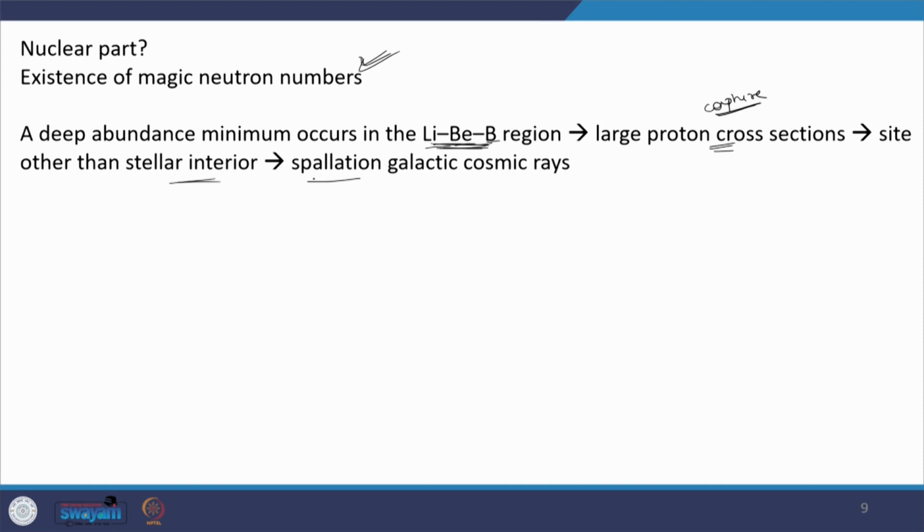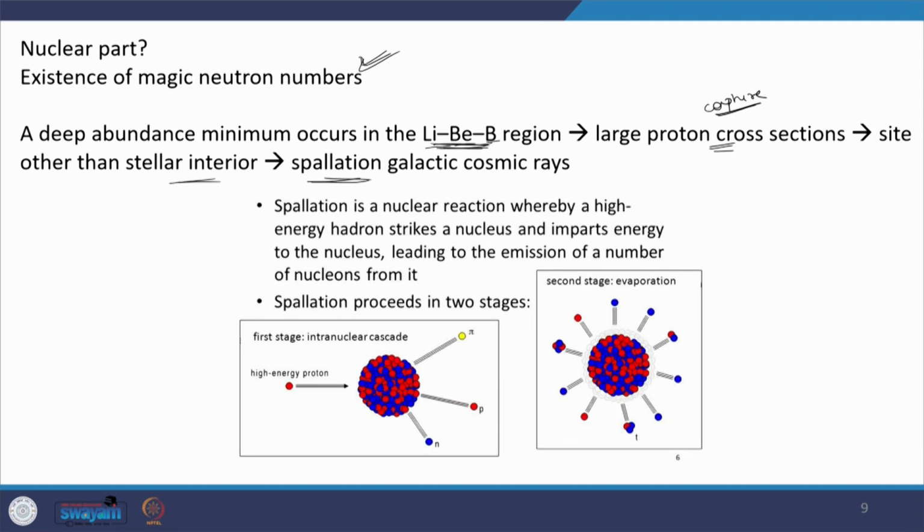People assumed, and later it was verified, that it is due to spallation by galactic cosmic rays. What is spallation? It is basically a nuclear reaction whereby a high energy hadron, like a high energy proton, strikes a nucleus, and because of the impact and energy transfer to this nucleus, a number of nucleons are emitted. See here, evaporation, and it proceeds in these two stages. Because of this kind of process by the cosmic rays, which are high energy hadrons, high energy protons, this is the source of lithium, beryllium and boron. This has been taken from the European Space Agency website.